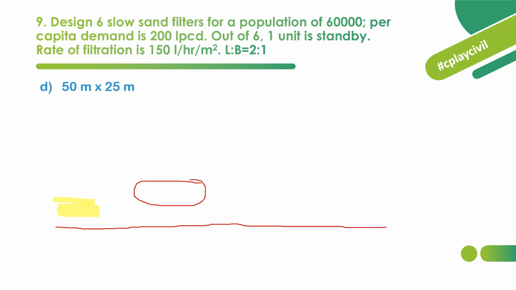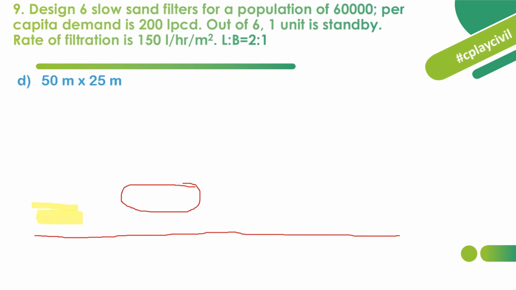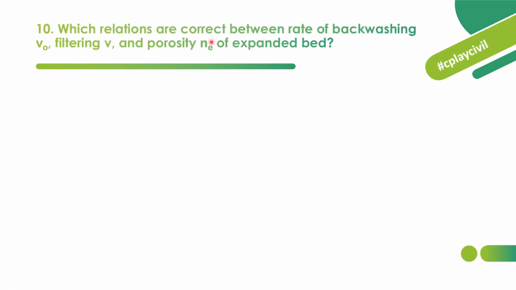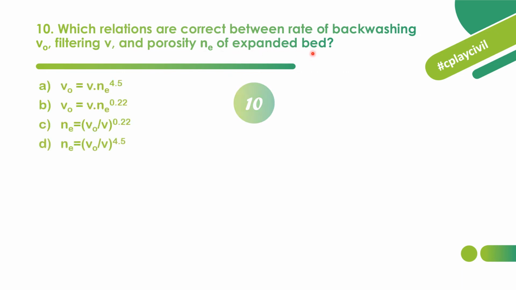Now let's move on to the next one. Which relations are correct between the rate of backwashing V0, the rate of filtering V, and the porosity of the expanded bed N suffix E? So which of the following relations are correct regarding these three things: rate of backwashing, rate of filtering, and the porosity of the expanded bed? When there is backwashing in a rapid sand filter, the bed may expand, so that is why porosity also changes, which is given by N suffix E. So here we have options A and C as the correct ones.